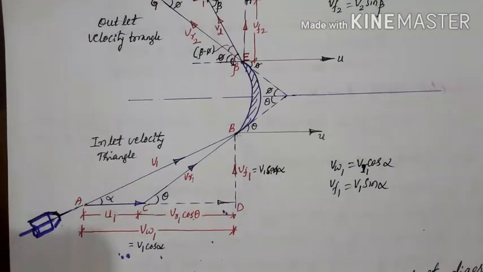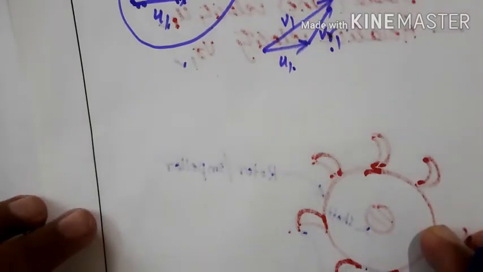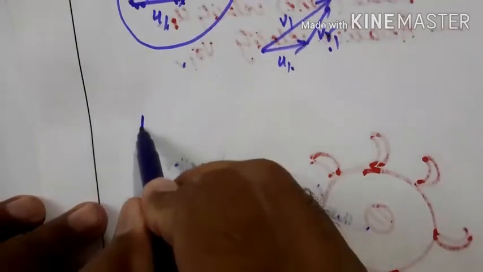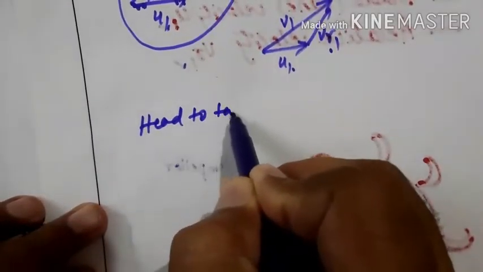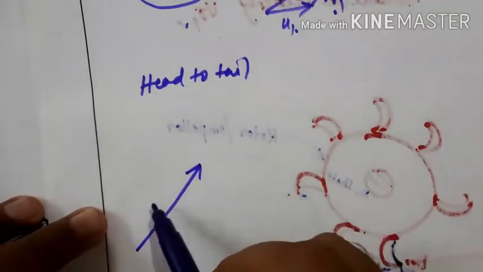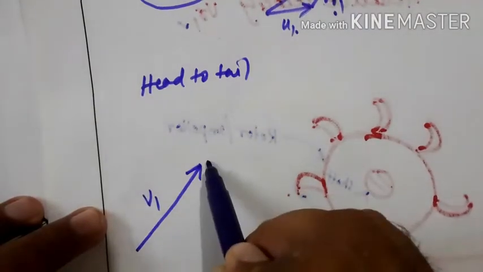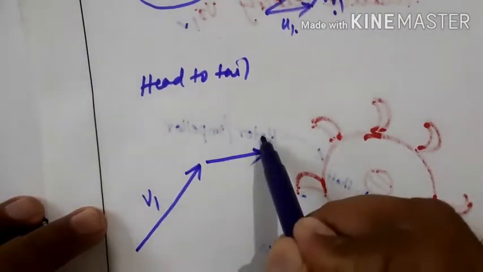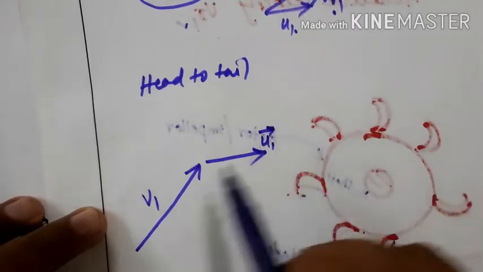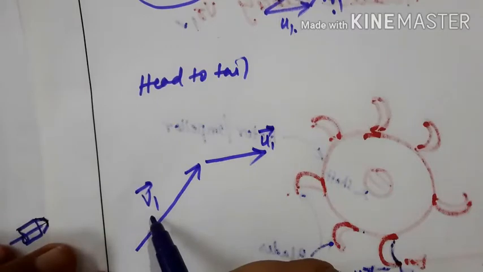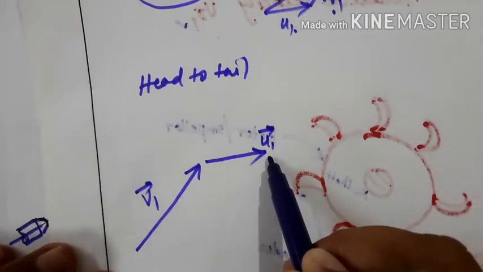And as we know, the addition of vectors, as we were discussing previously, follows the triangle rule for addition. That is head to tail. Here we take head to tail. Since the jet is striking in this direction with a velocity v1, and the vane is moving in this direction with a magnitude u1. Jet velocity is v1 and the vane velocity is u1. So we are taking the vector difference for the relative velocity.